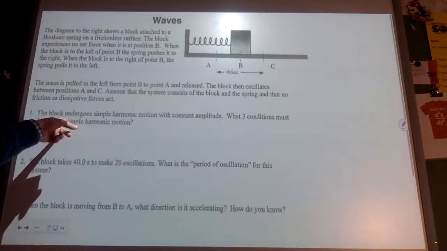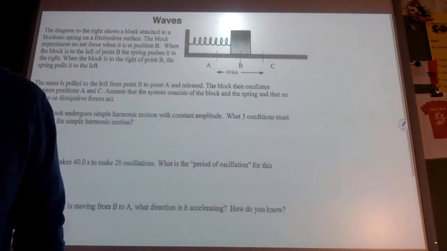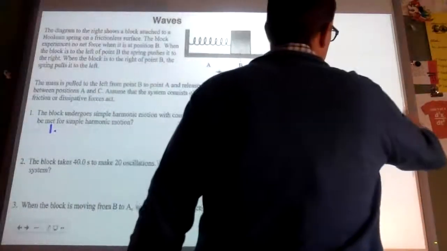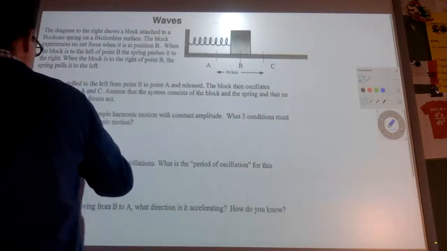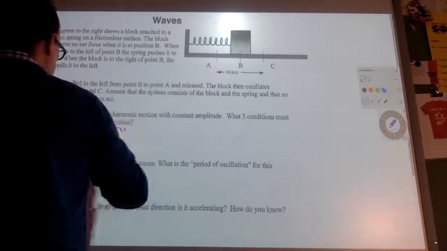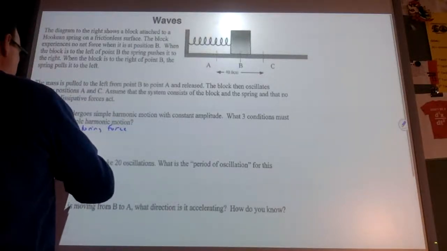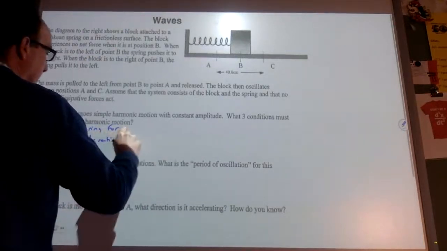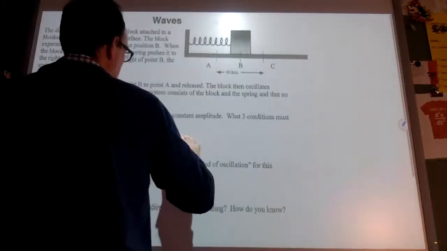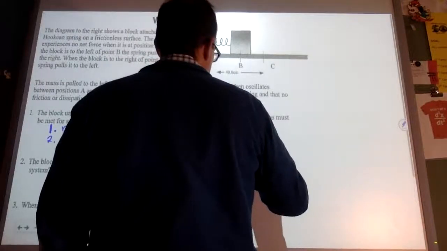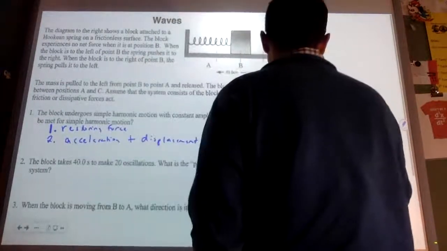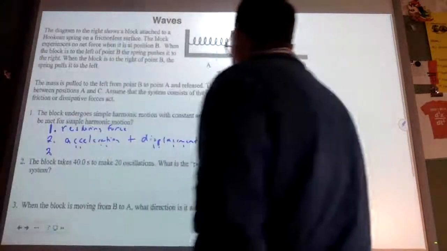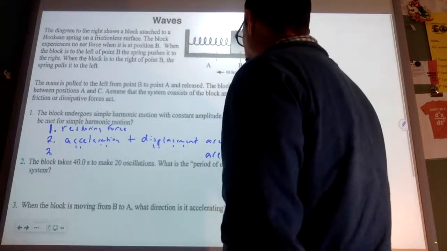All right, so our conditions for simple harmonic motion are that we have to have a restoring force. Our acceleration and displacement are in opposite directions. And our acceleration and displacement are directly proportional.